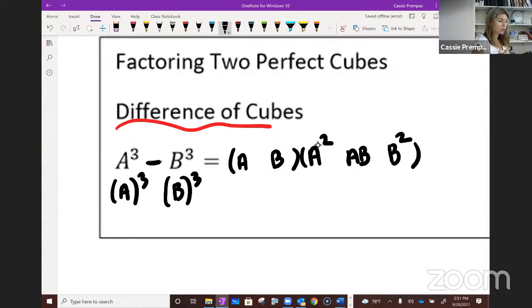The same pattern will show up in the sum of 2 cubes. So I haven't written the signs in yet. I'm going to show you the signs in a moment. So right now, just know this is unfinished.